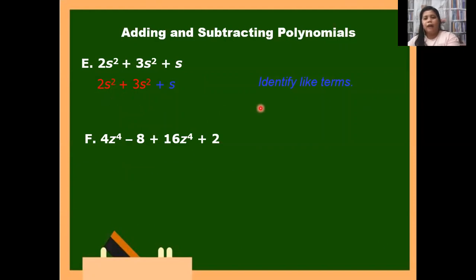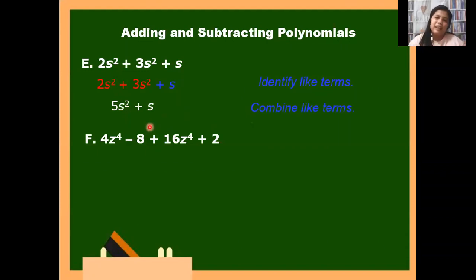Now, we can combine the like terms. If we combine it, again, focus on the coefficient. 2 plus 3, the answer will be 5. And copy s squared because that is the variable and its exponent, and bring down, of course, the other term. The final answer will be 5s squared plus 6. Are we clear? Okay, that's good.